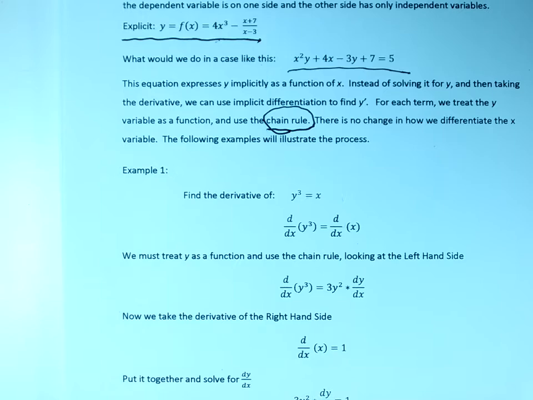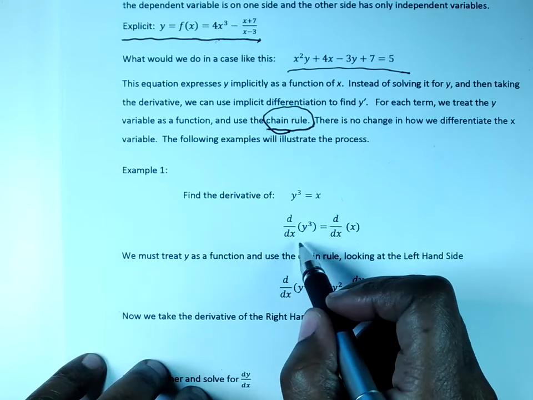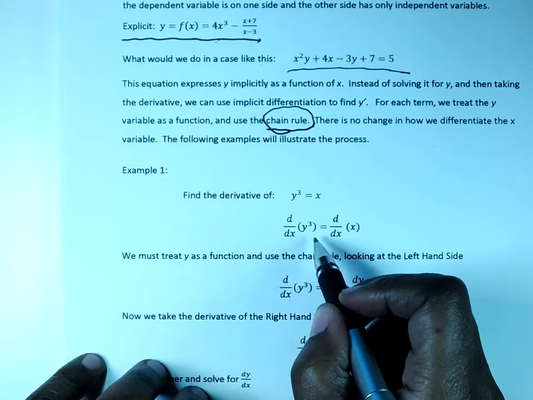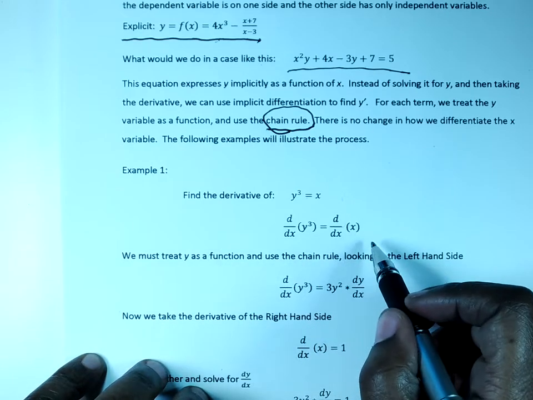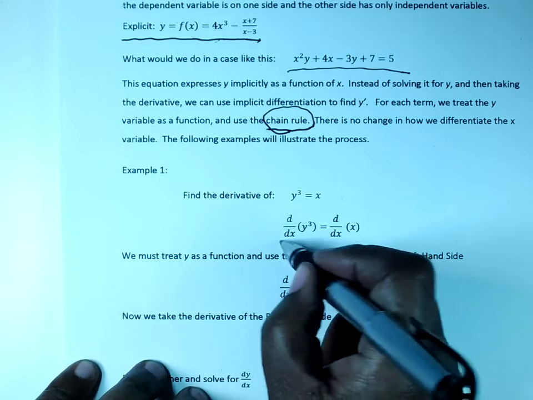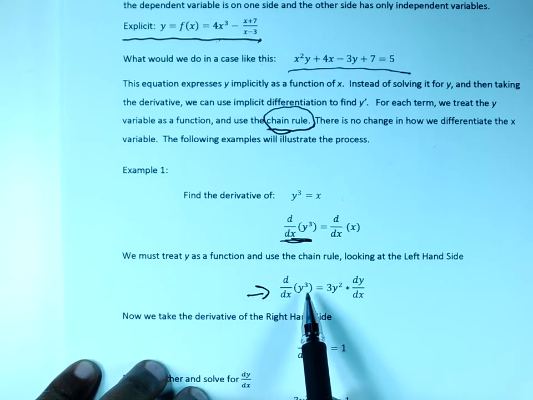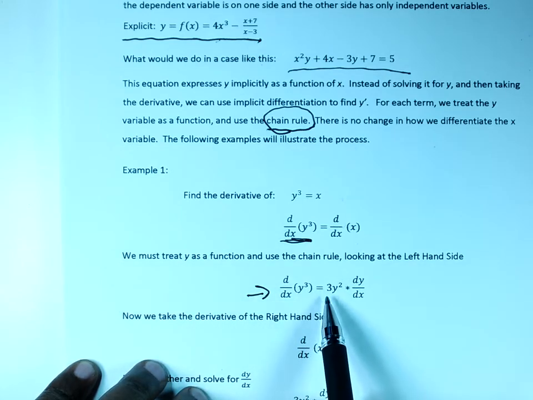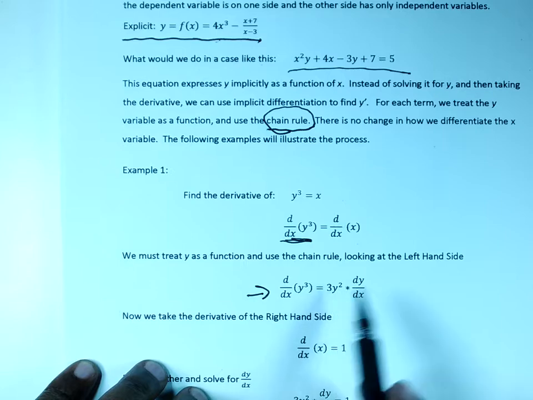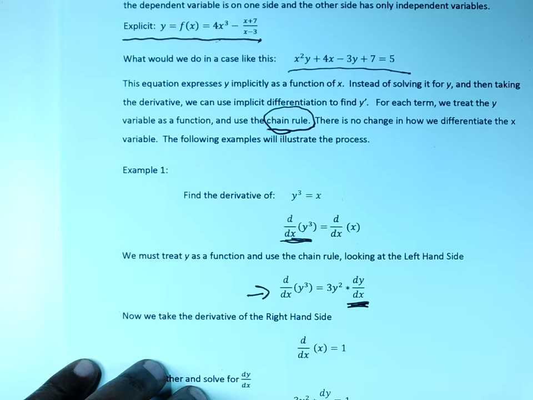And I'm going to take the derivative of both sides without solving it for y. So d/dx, because x is my independent variable, of y cubed, equals d/dx of x. So when I take this derivative over here for y cubed, I'm just working on this side for now. Then I'm using the power rule. The 3 gets multiplied out front, and I get 3y squared. And again, because y is a function of x, I have to use the chain rule. So I multiply that by dy/dx.